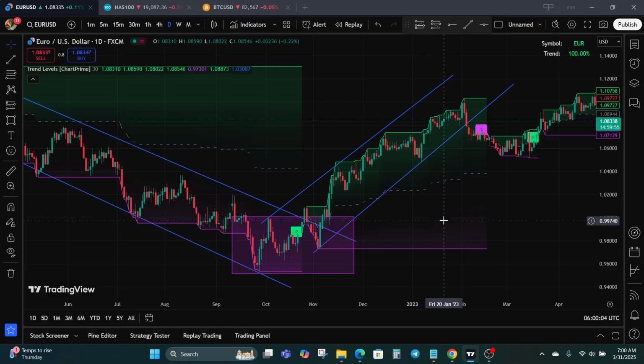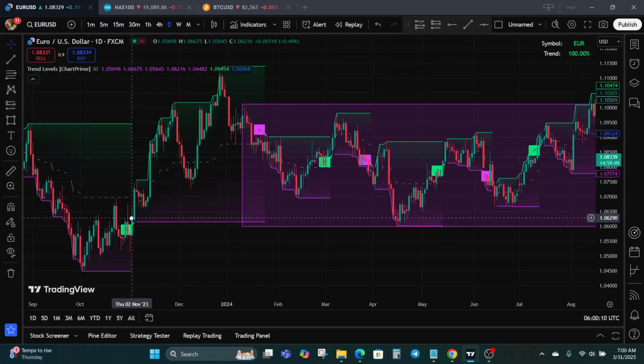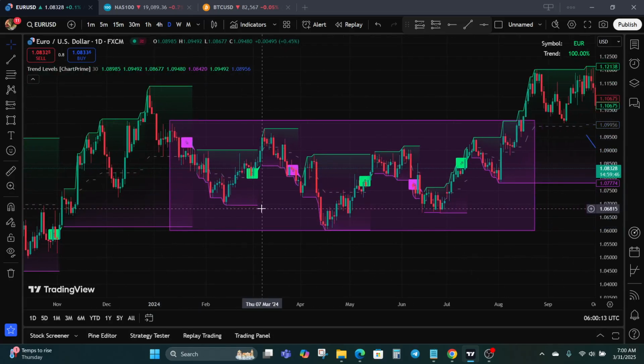Well, in a ranging market, price doesn't make any clear move in one direction. It's bouncing between support and resistance levels, and it can be very unpredictable. For most traders, it is hard to make profits in these conditions because the market is too erratic. But when you use the trend levels indicator, you can tell when the market is likely to continue trending and when it is time to stay out. So this means you can focus your attention on more profitable trending markets where you have a clearer edge.